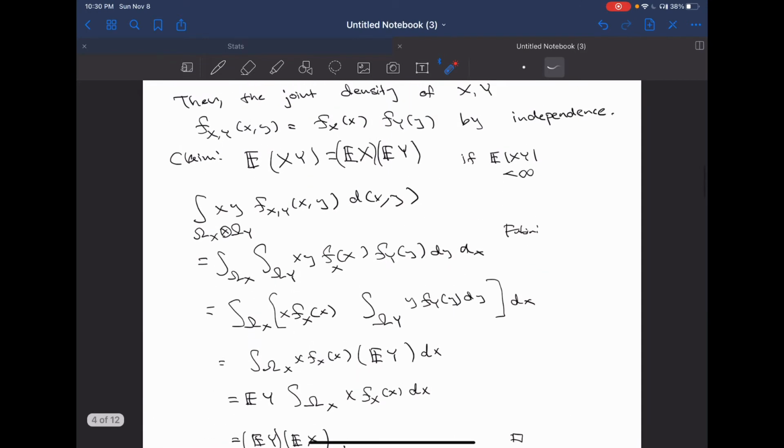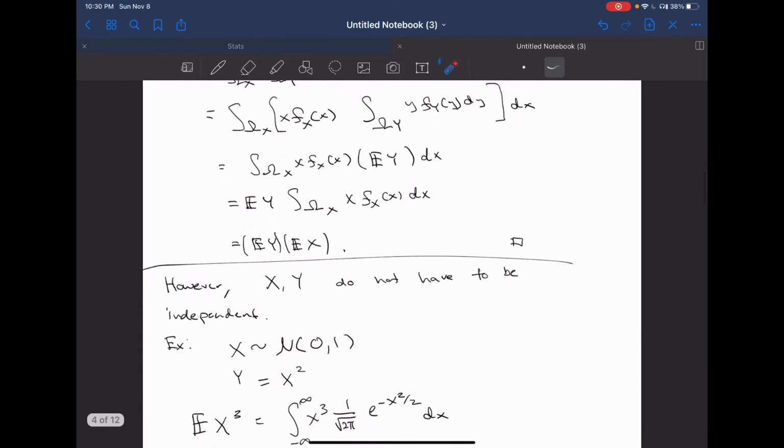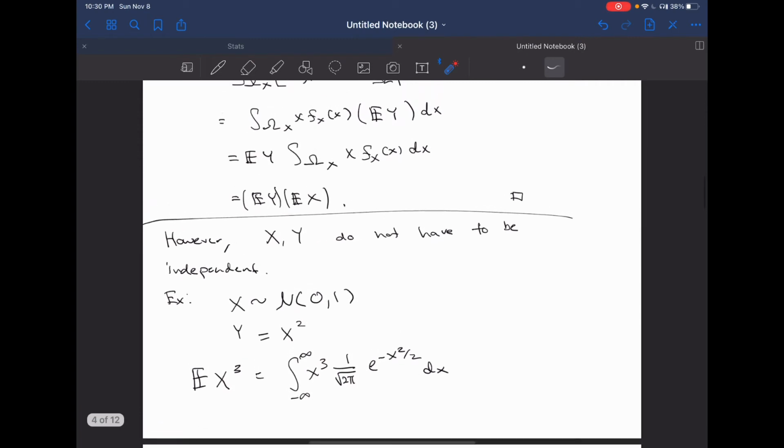Now, for this statement to hold true, you actually don't require that x and y are independent. There are random variables x and y that are not independent where the statement holds true. And here's the example. Let's say x is a standard normal, and y is equal to x squared. Then let's calculate the expectation of xy. Since y is x squared, this is going to be the expectation of x cubed.